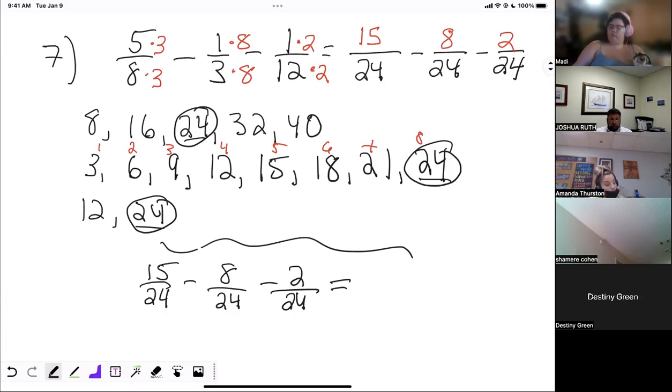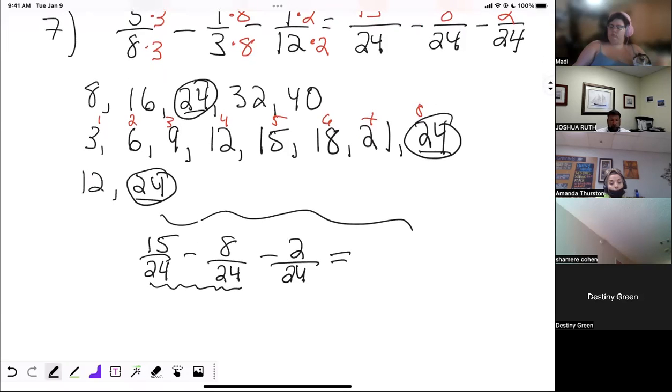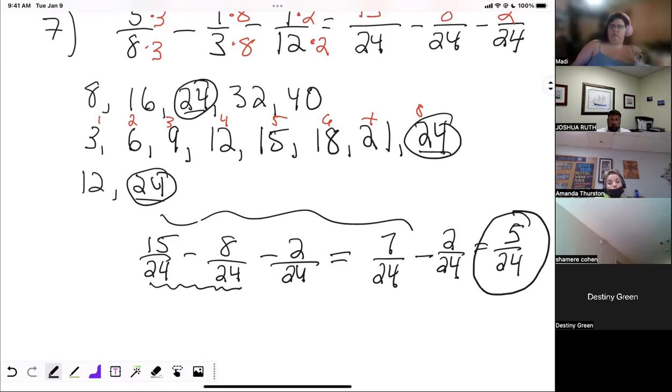Now, what I suggest is you do one of them at a time. You could do them all at one time, but just be very careful. I'm going to do these first. So 15 minus 8 is 7. That means I have 7 over 24 minus 2 over 24. And now I can do these two. 7 minus 2 is 5 over 24. And my answer would be 5 over 24.